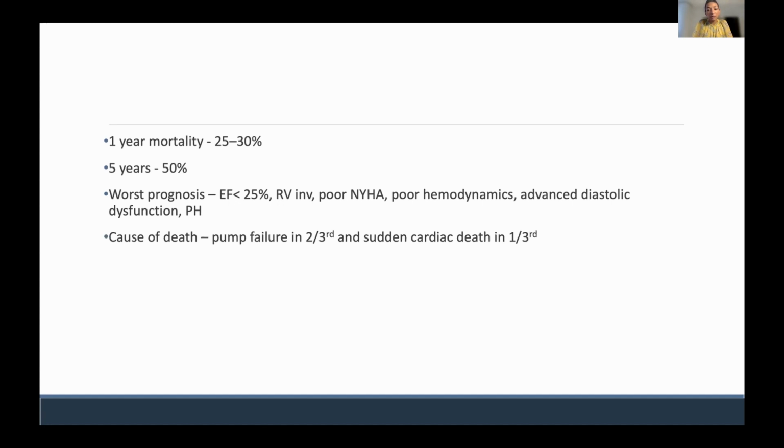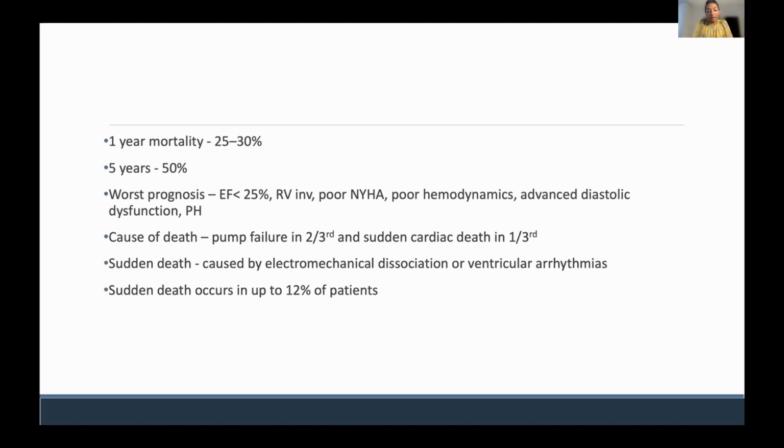Cause of death is pump failure in about 2/3 of the patients and sudden cardiac death in 1/3 of the patients. This is also why in patients who have stage D heart failure, if they're not candidates for advanced therapies, implanting an ICD is not recommended because they're more likely to die from pump failure than from sudden cardiac death. And sudden cardiac death is caused by electromechanical dissociation or ventricular arrhythmias, occurs in about 1/3 of the patients.